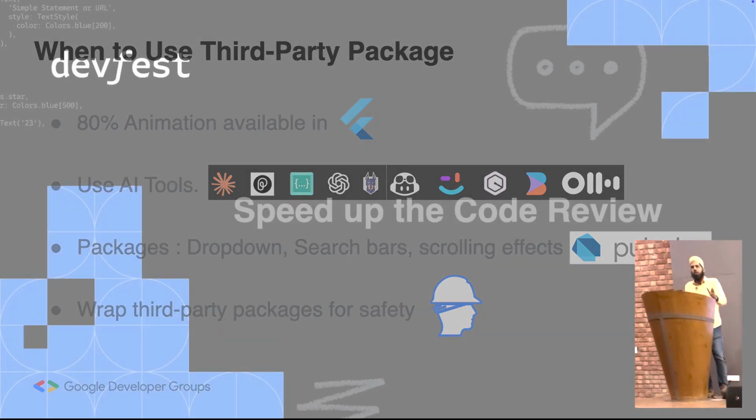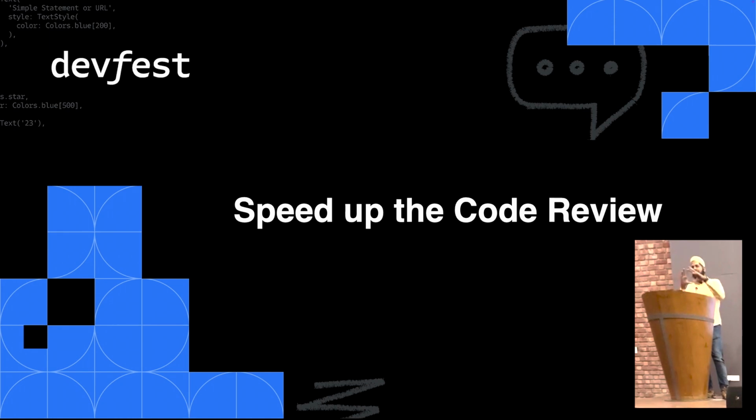Now, speed up the code review. The reason why in a small team we have a code review is that we don't want to create knowledge silos. We don't want to be in a position that if someone is not there, another person cannot work because they don't know about the code base. So we want to have a code review. But in a startup, we want to have it a little bit faster.